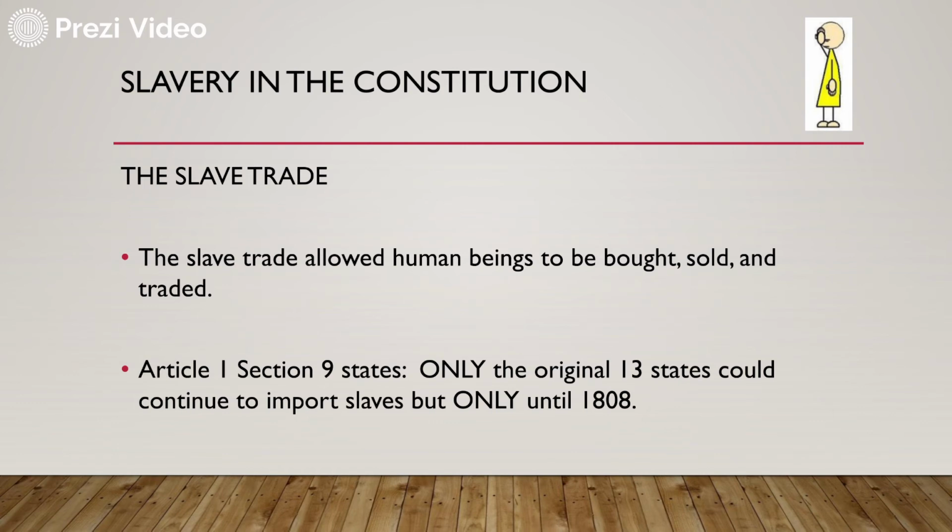And it also says that any new state added after the original 13 colonies, and then 13 states, would not be able to import any. That does not mean they couldn't have slaves. It just means they couldn't import them from other countries. The slaves that the new states would have to get would have to be bought and traded from one of the original 13 states. But you can see that the 2 sections allowed for slavery and for slave trading.